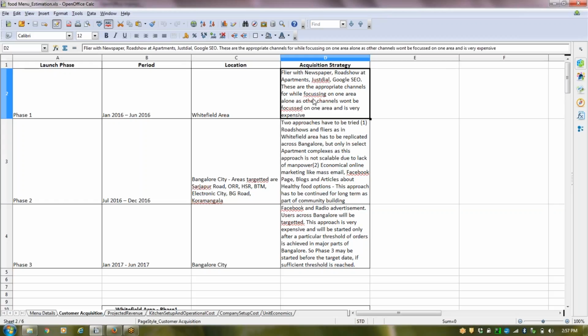In the first 6 months, they made sure that they publicize this facility within Whitefield and attempt to get the correct numbers in Whitefield. So what is the acquisition strategy? They're saying they will spread the news with flyers, newspaper, roadshows at apartments, and also use Just Dial and Google search engine optimization. These are the appropriate channels for focusing on one area alone, as other channels won't be focused on one area and are very expensive. So that is a very important point. Initially they have decided that they will operate only in Whitefield, because this is a food business, right?